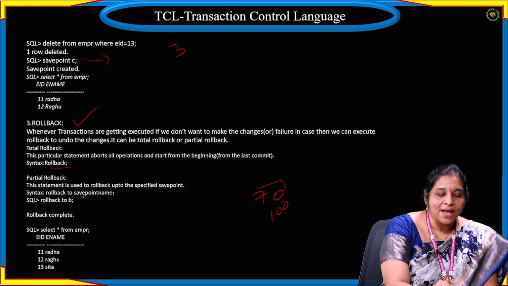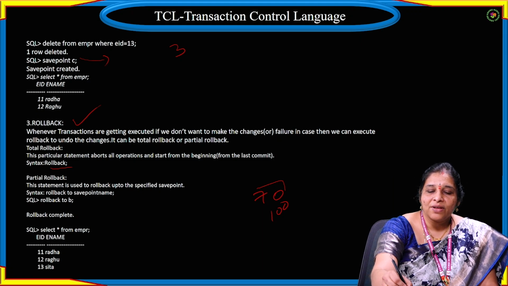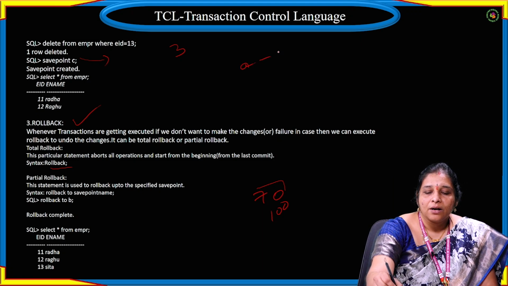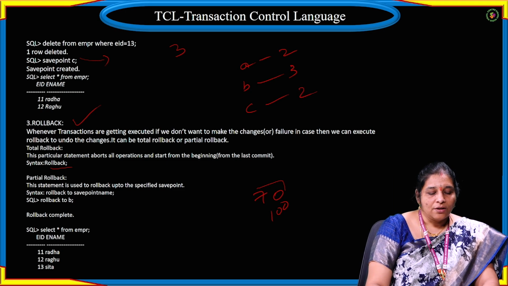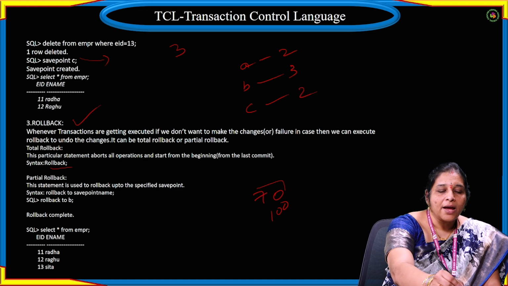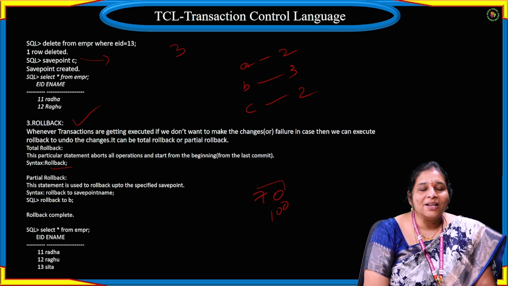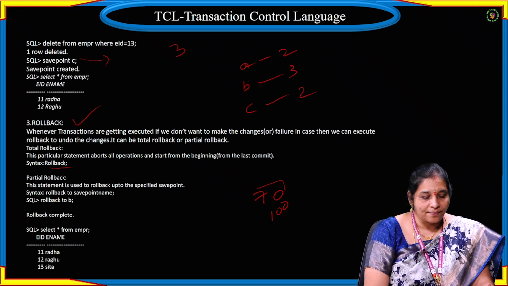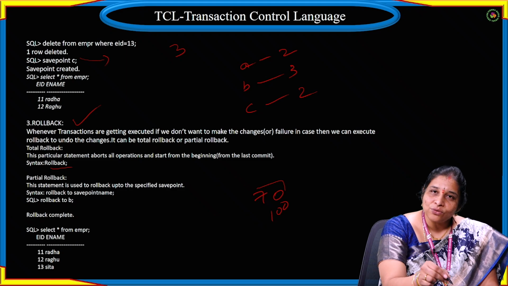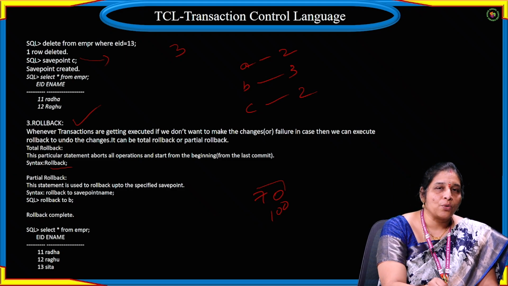So the syntax is ROLLBACK TO savepoint name. Previously I have given 3 savepoints: initially 2 rows, then B with 3 rows after the third insertion, then C where I had performed 1 deletion, so again I had 2 rows. Now suppose I find out that I wanted to delete EID equal to 12, but I accidentally deleted the row whose employee ID is 13. So I can go back and undo that deletion operation by partial rollback.